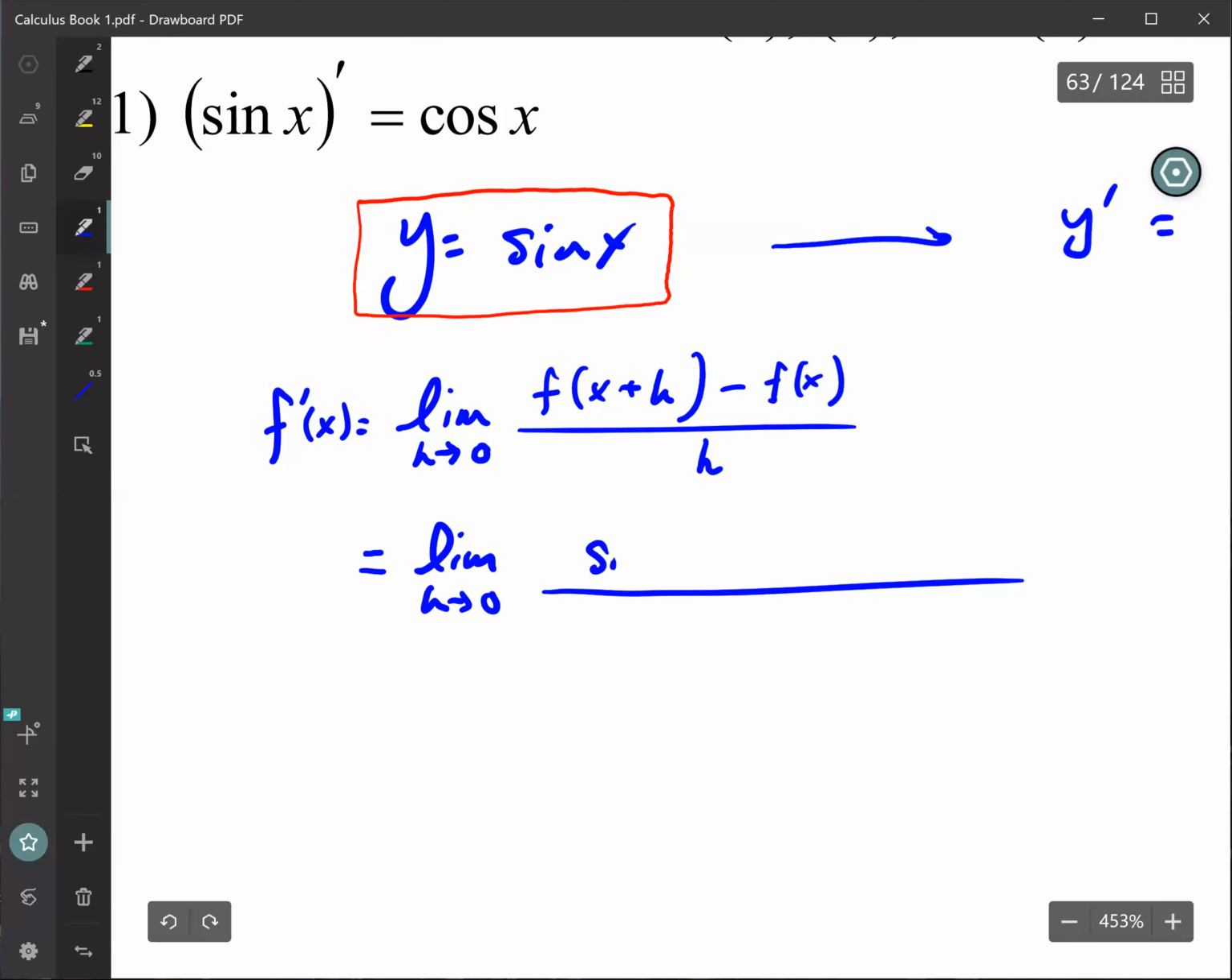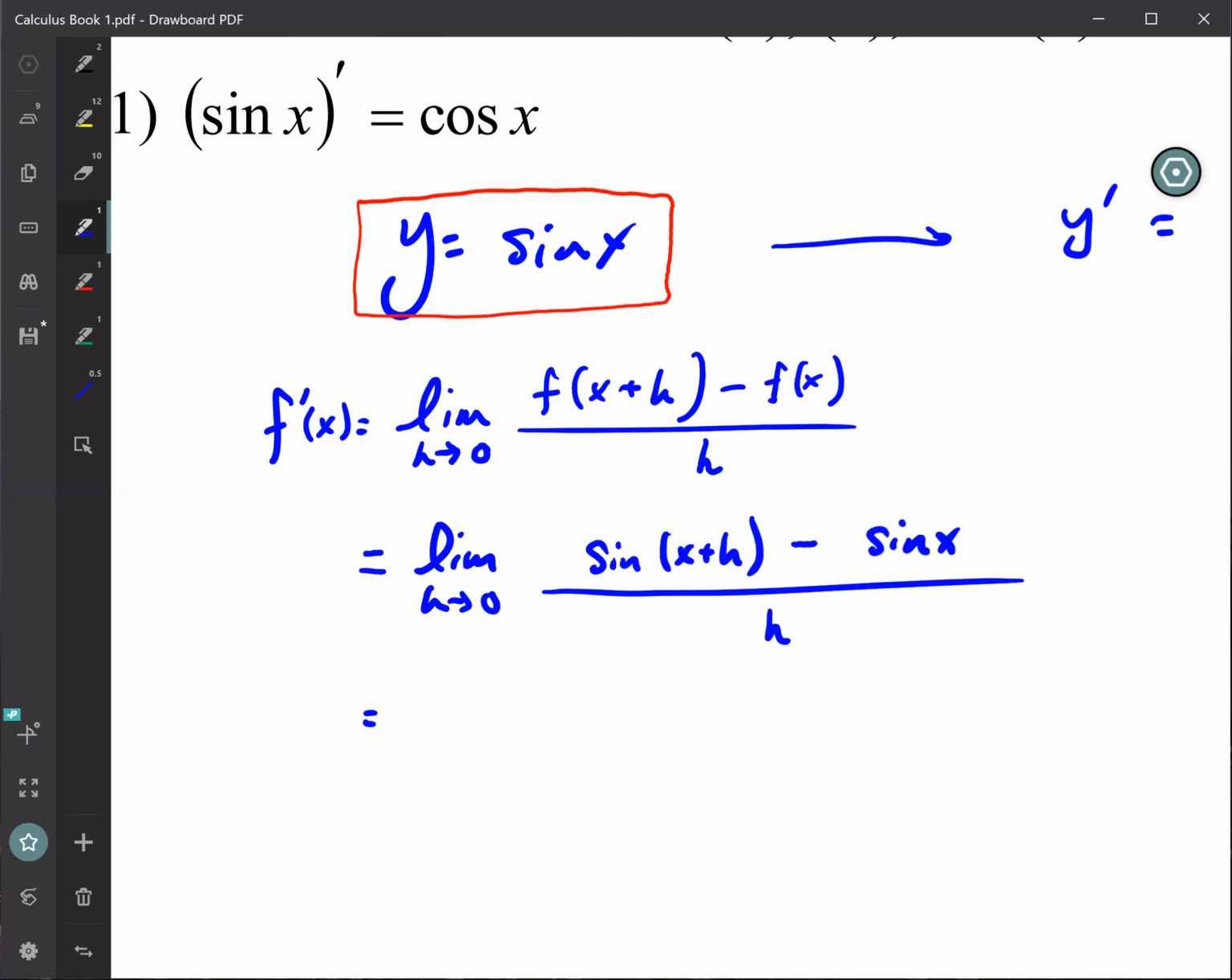So it'll be sine of x plus h. If the function changes, then you put it into a different function. The function we're trying to prove is sine x, so you substitute into sine x. What about the second part? Minus sine x, the original function. Yes, over h.